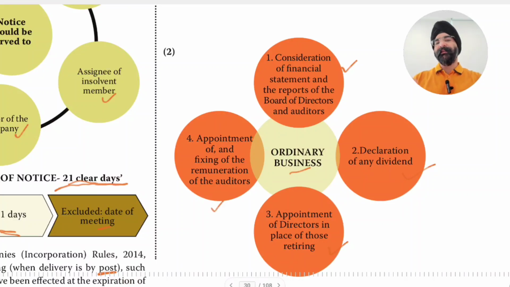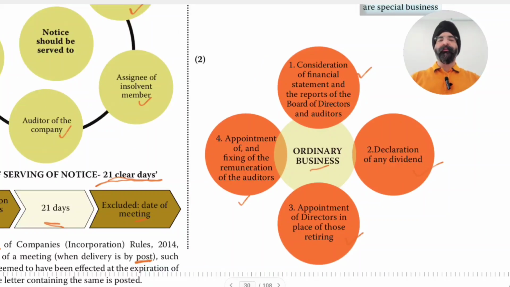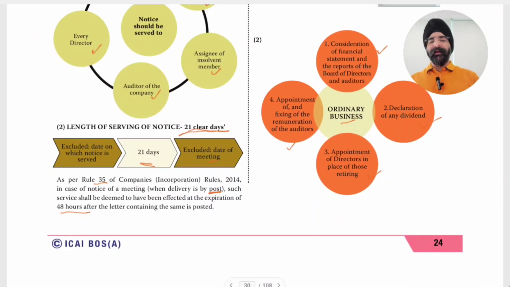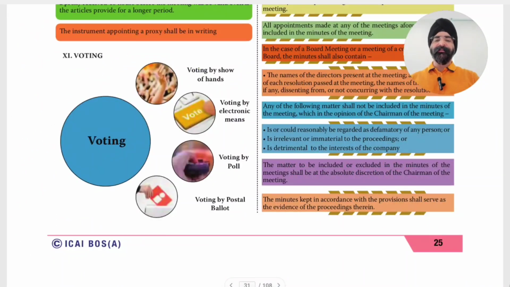So these are only statutory auditors. If we are appointing and fixing remuneration of a cost auditor or secretarial auditor, then that will come in special business. In ordinary business, we have appointment and fixing of remuneration of a statutory auditor. So these four are ordinary businesses, and everything else is special business. Special business will carry an explanatory statement along.